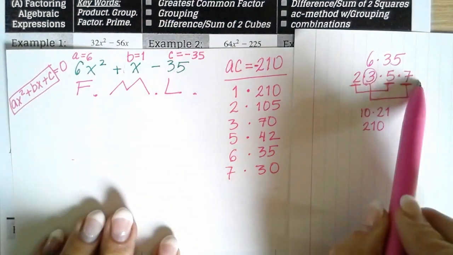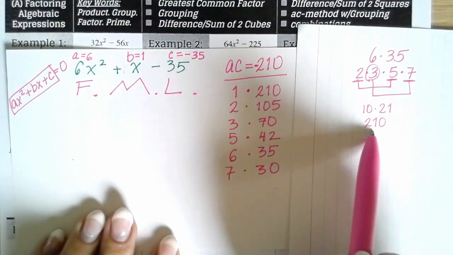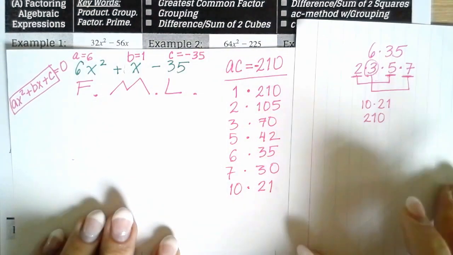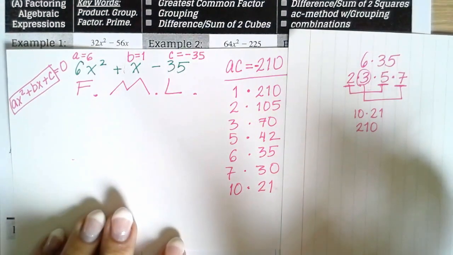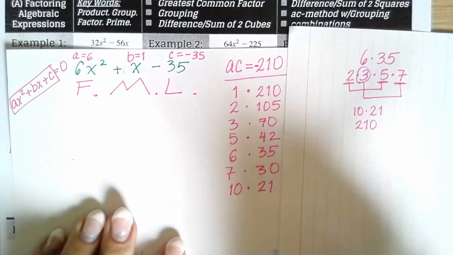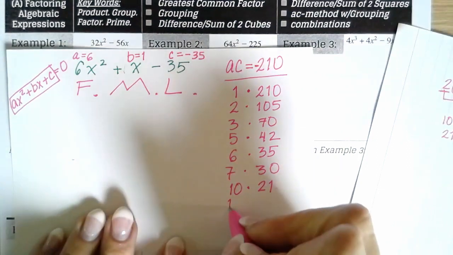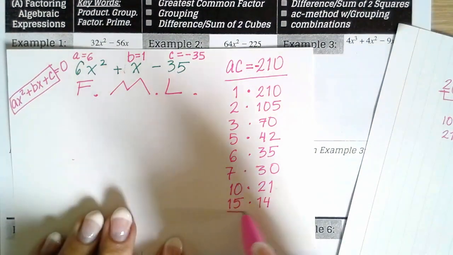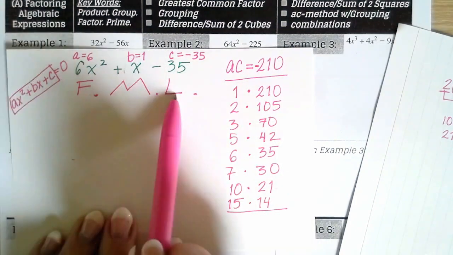8 is not here. 9, 10. 10 and 21. I saw that one before. 10 and 21. 11, no. 12, no. 13, no. 14, 15. 15 and 14. Once you get to square root territory, like 15 times 14 is close to the square root, you know you're done. So I'm done with the list, and then I go, okay, FML, I'm going to AC.